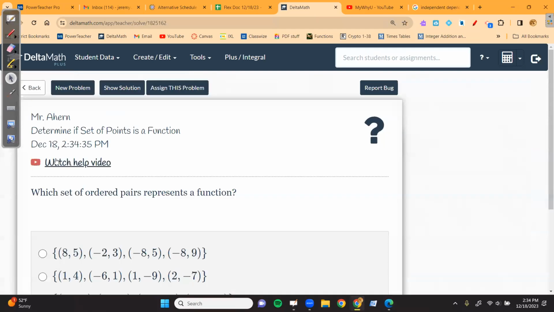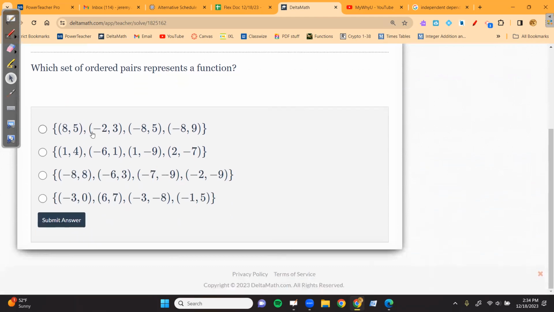Here is the other easy one. I see you're starting to pack up. This is the worst time to stop listening because this last one is not easy to understand. This one is easy. This one says, which set of ordered pairs represents a function? Which one would you pick?